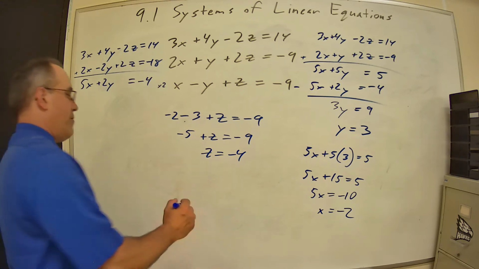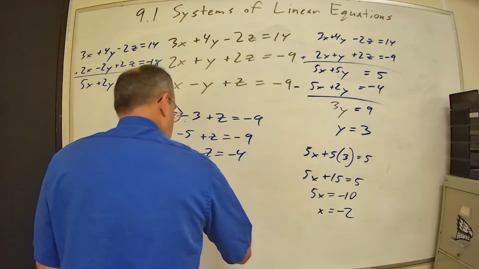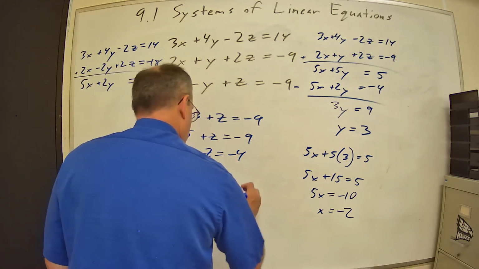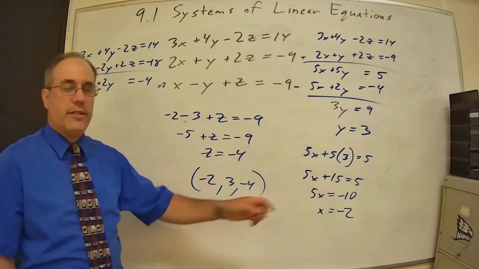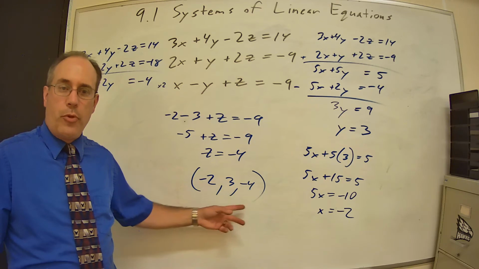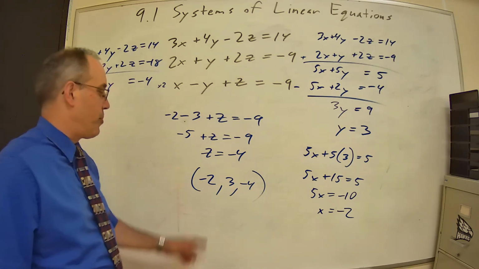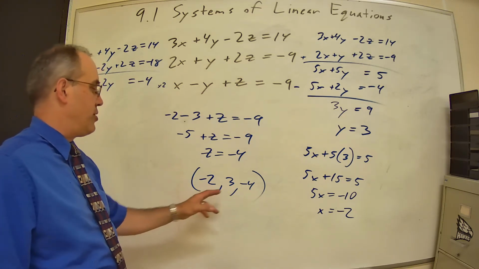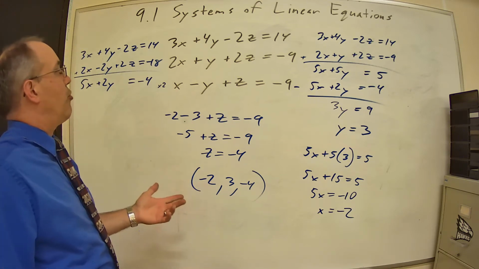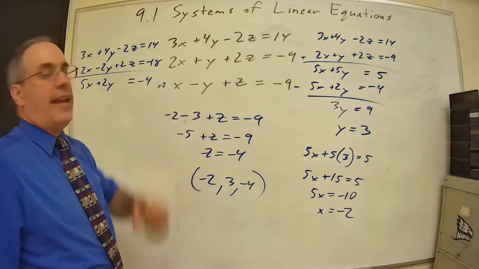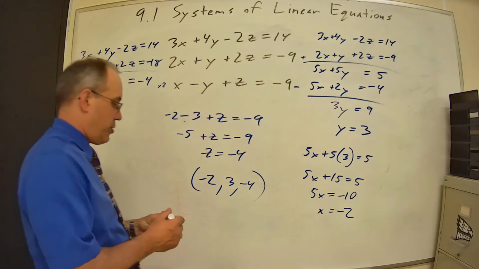So now I have the solution, negative 2, 3, negative 4, x, y, and z. That's an ordered triple, right? An ordered triplet, x, y, and z, negative 2, 3, and negative 4. And now is where I get to go through and verify that it actually works in all of these. So I'm going to switch to red for that.